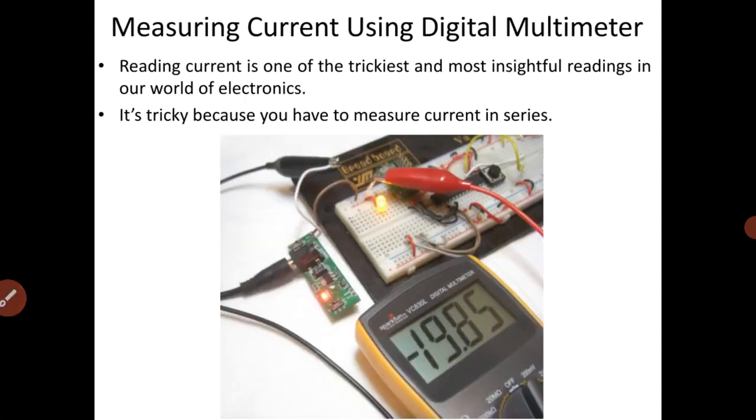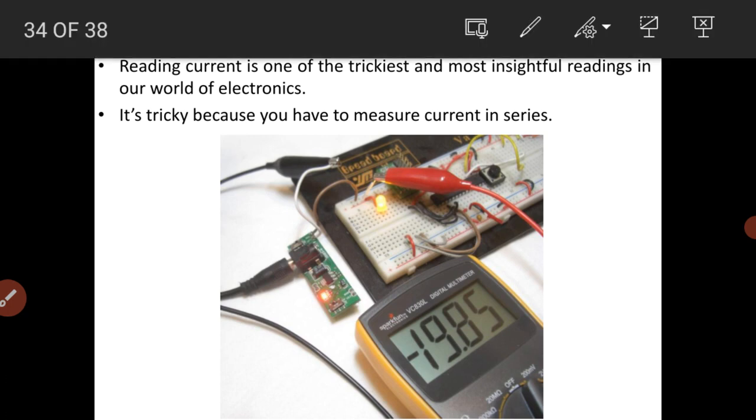Next is measuring current using a digital multimeter. Reading current is one of the tricky processes in the world of electronics. It's tricky because you have to measure current in series. Here we have to measure the current in series. So this is the tricky process. This is the same as we measured before. Black is connected to the common terminal and the red is connected to the milliampere volt ohm terminal. In this image you can see how the current is measured.